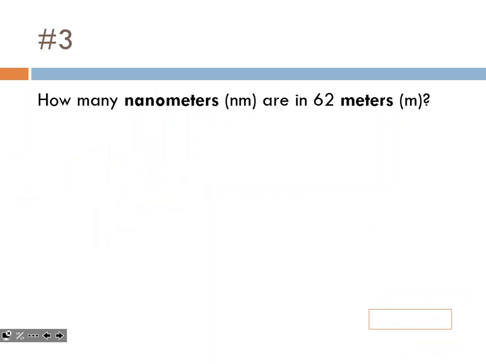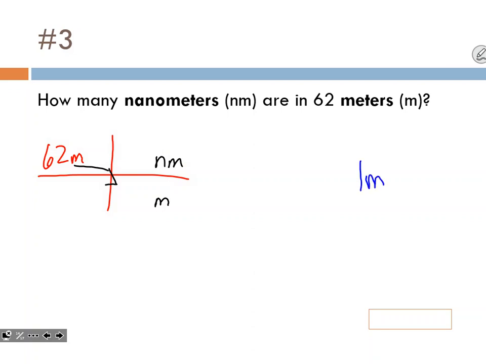To figure out nanometers, probably. You set this up just like normal. 62 meters go in the upper left corner. You diagonal down your meters. Meters go here, nanometers go up top. Now, when doing the conversion factor, you can do 1 meter equals 1 times 10 to the 9th nanometers.